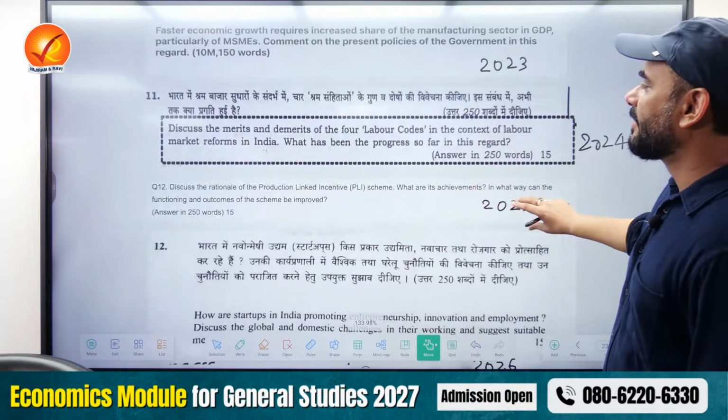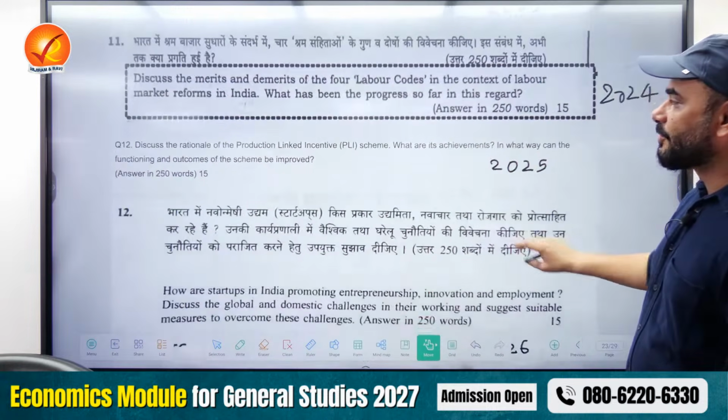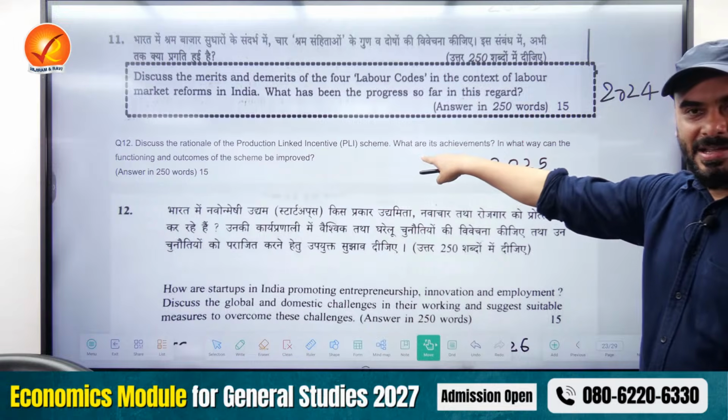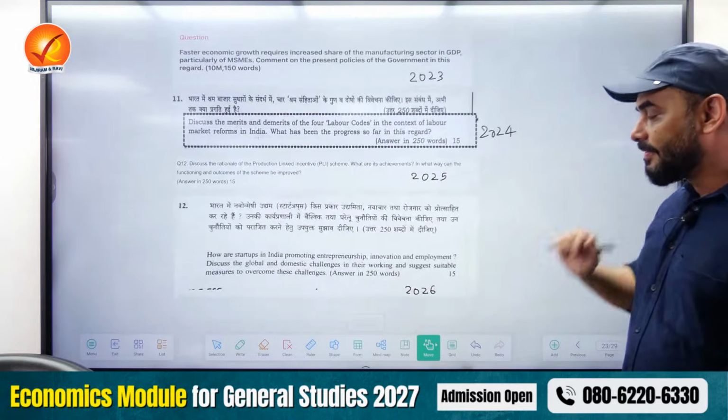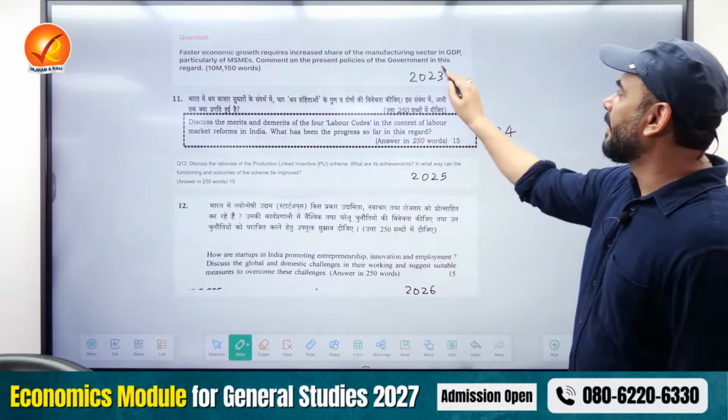Look at this. Discuss the merits and demerits of labor codes. And the next question is, discuss the rationale for PLI scheme. Again, a PLI scheme is asked, and this time startup is asked. So you have to look carefully at how questions are being framed.